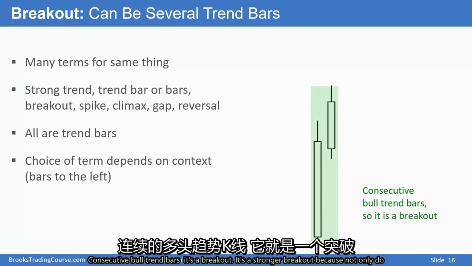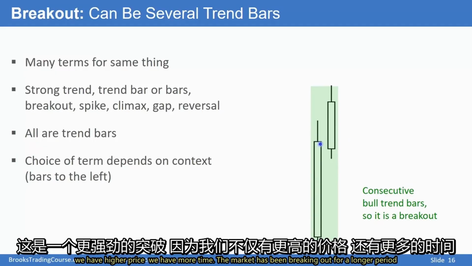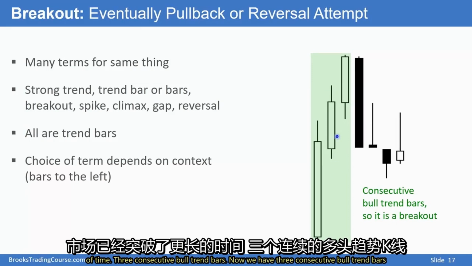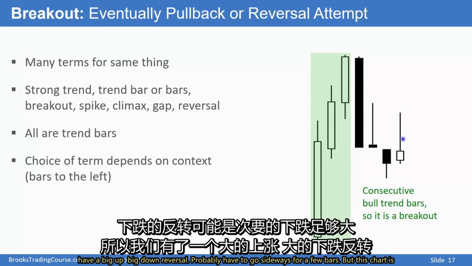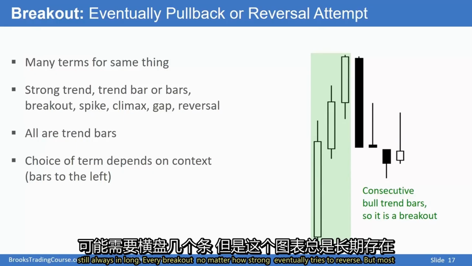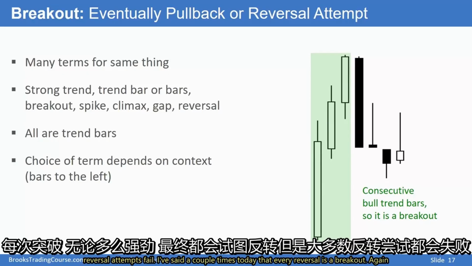Consecutive bull trend bars, it's a breakout. It's a stronger breakout because not only do we have higher price, we have more time. The market has been breaking out for a longer period of time. Three consecutive bull trend bars, now we have an even stronger breakout. The reversal down, probably minor. It's big enough down, so we have a big up, big down reversal. We probably have to go sideways for a few bars. But this chart is still always in long. Every breakout, no matter how strong, eventually tries to reverse, but most reversal attempts fail.